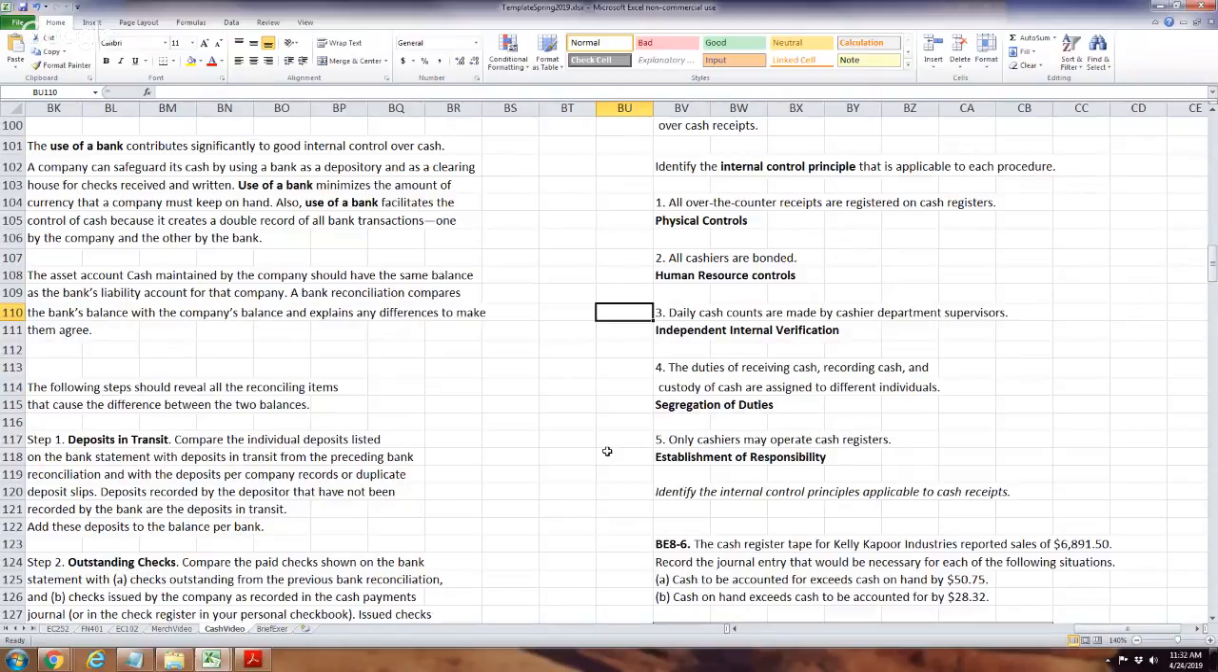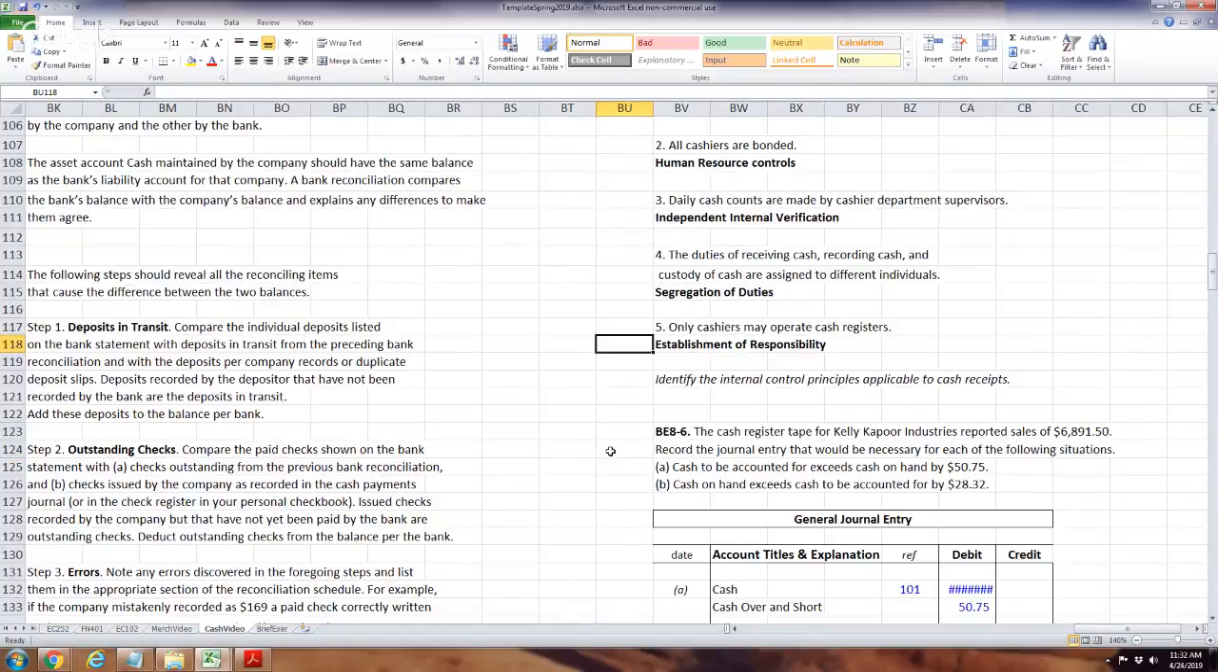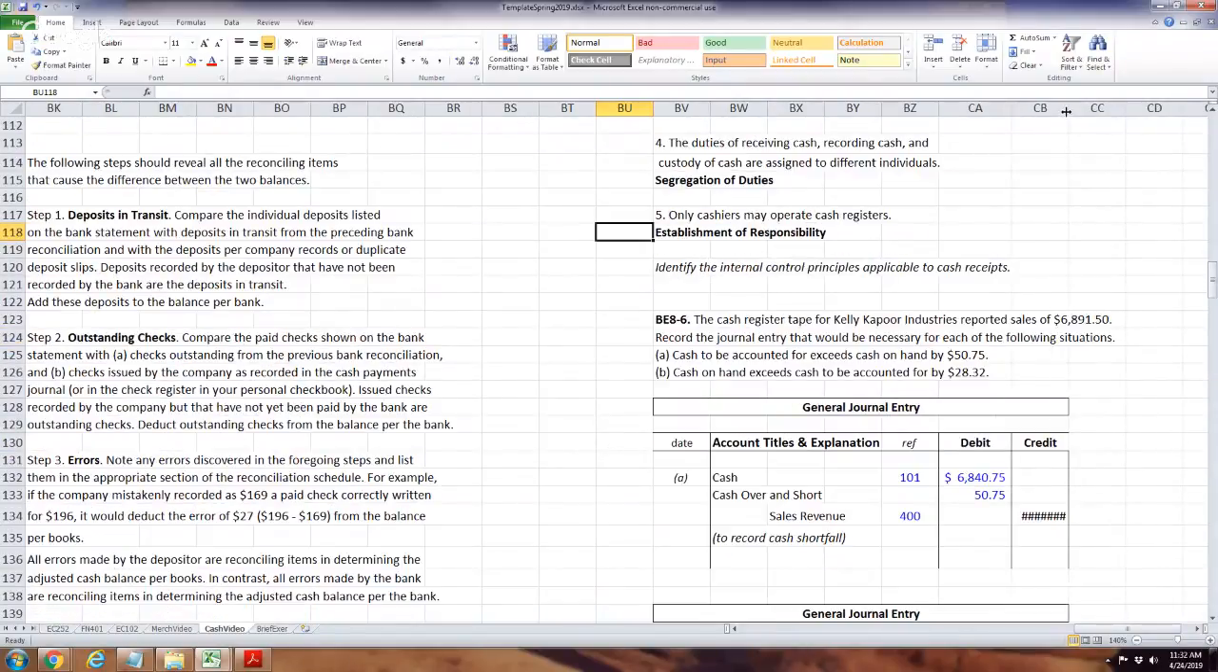ShopRite, right? You go to ShopRite to shop for your groceries, or Walmart, I'm sure they have similar procedures. The duties of receiving cash, recording cash, and custody of cash are assigned to different people. That's segregating the duties. And only cashiers may operate the register. So again, only this person touches it, and if there's a problem, we know who it is. That's why it's that way. Okay, that was number 5.